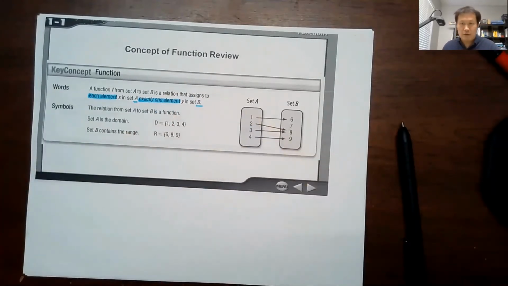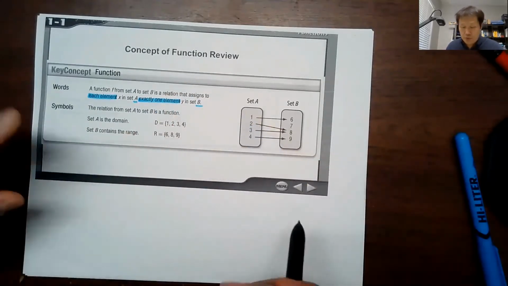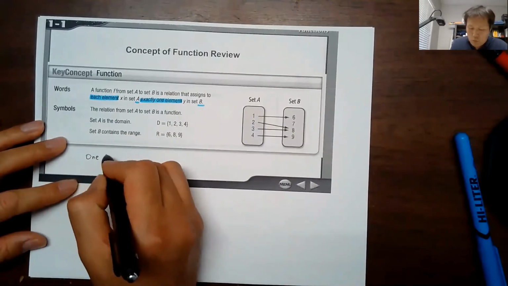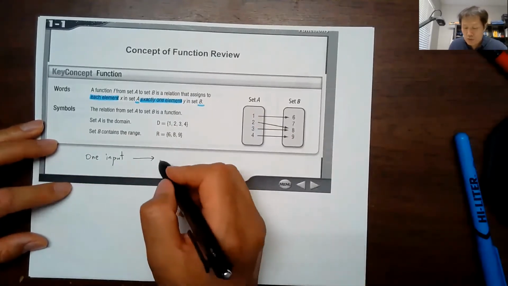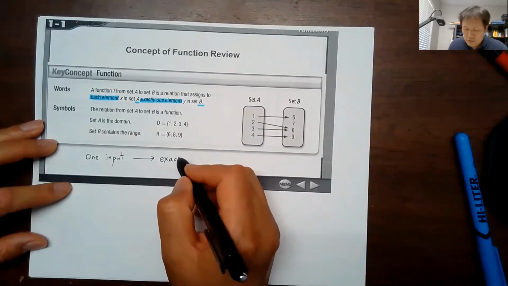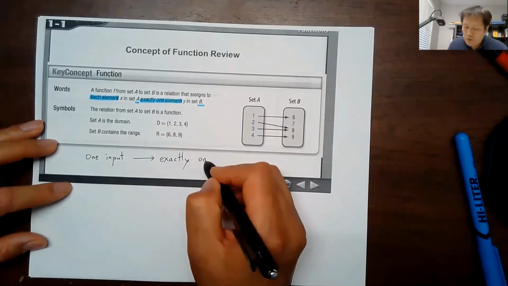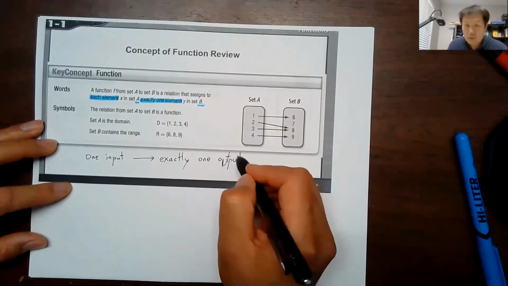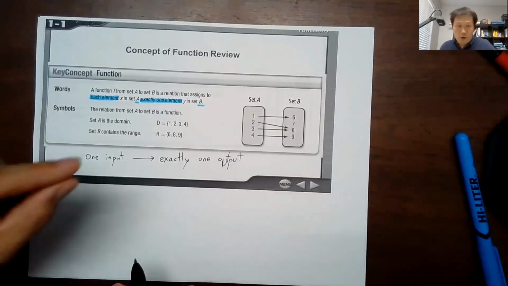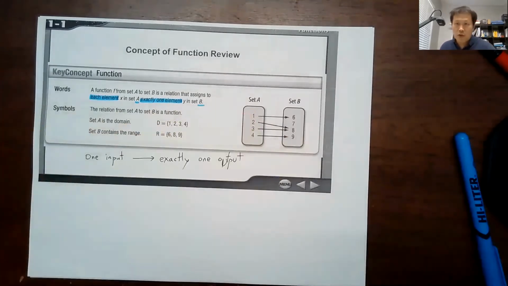What are they talking about? One input only goes to exactly one output. That's what it means. One input can only go to one output.